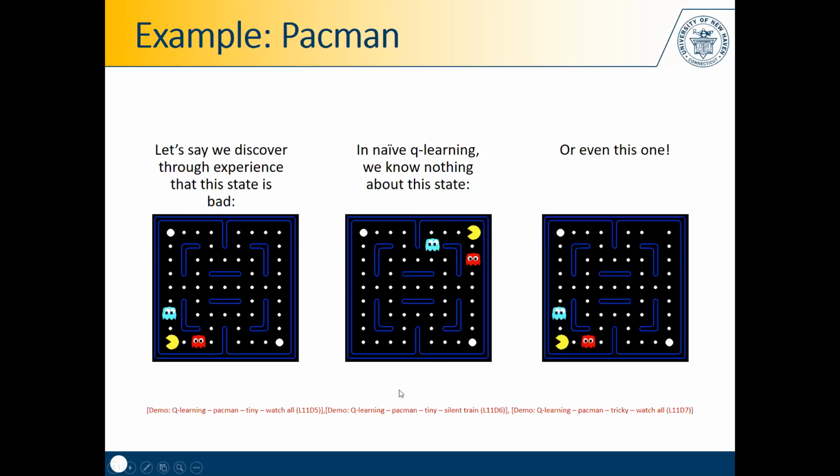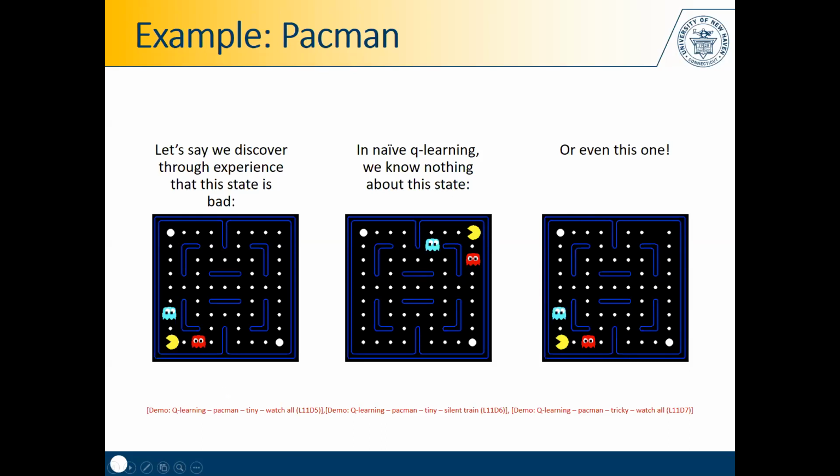What about this one here? How's this one different from the first one? There's only one dot missing up here. This is a different state, but for all practical purposes in this problem, this state is the same as this one.